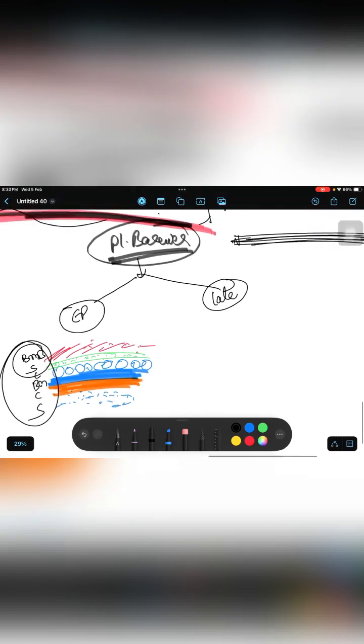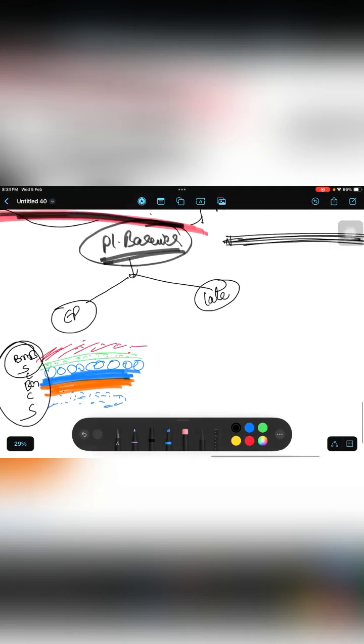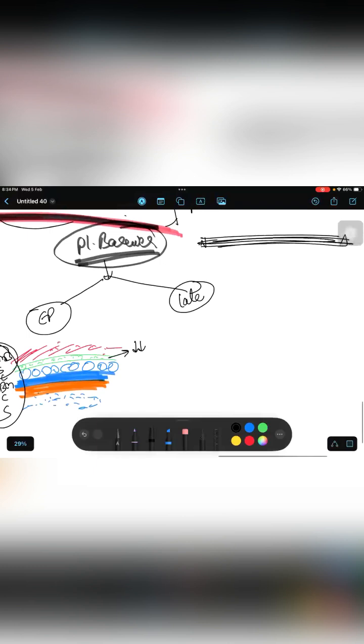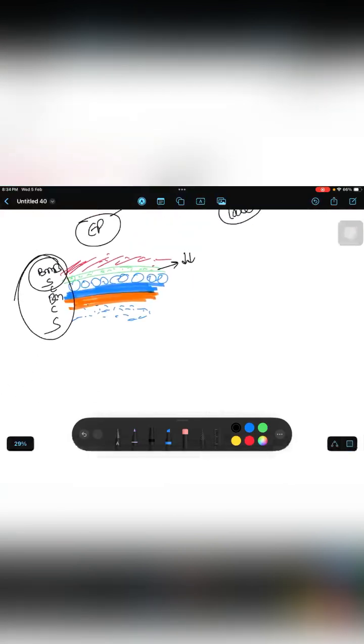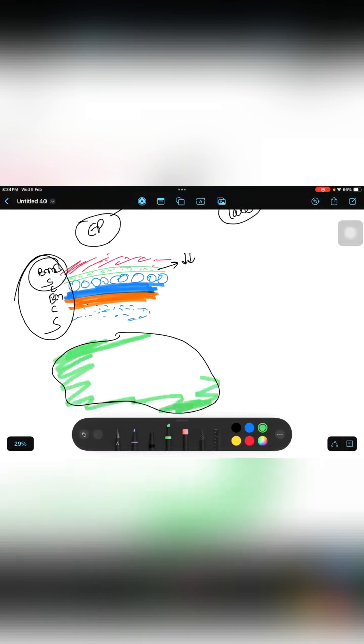But what happens if it is going to the term, in the near term? This syncytiotrophoblast will be very less. Thin syncytiotrophoblast will be there. So if we draw a cut section, you will remember it clearly. This is all syncytiotrophoblast. And here you can see these are the cytotrophoblast. This is a cut section.